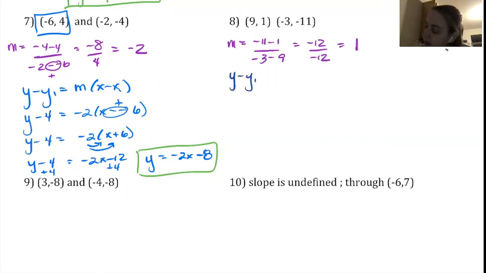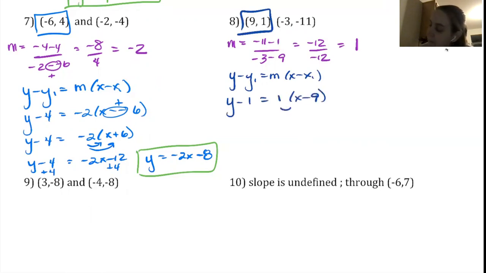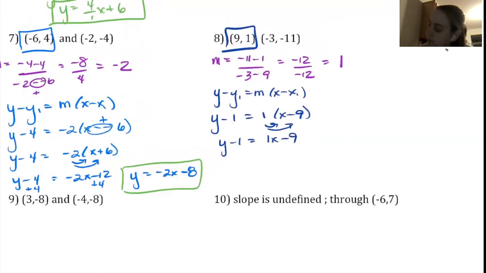Start with that point slope again. Y minus y1 equals m times x minus x1. I like the first point, they're both positive. Y minus 1 equals 1 times x minus 9. Technically, you distribute the 1 times x minus 9. Add the 1 to both sides of the equal sign. So y equals 1x minus 8. And that is slope intercept.